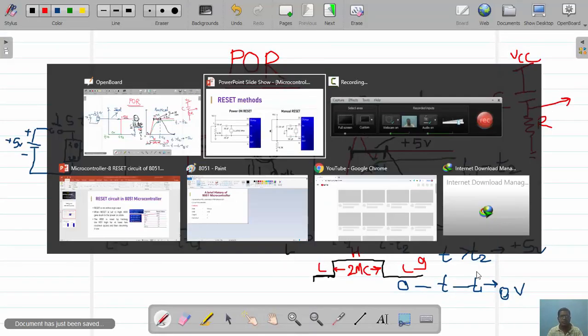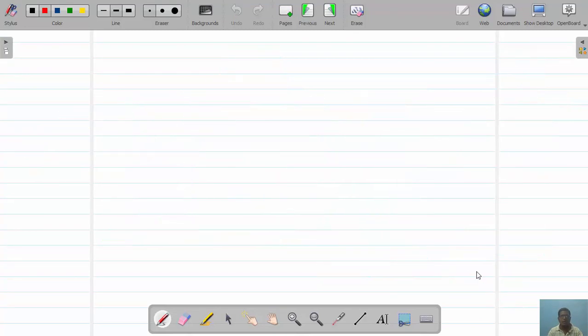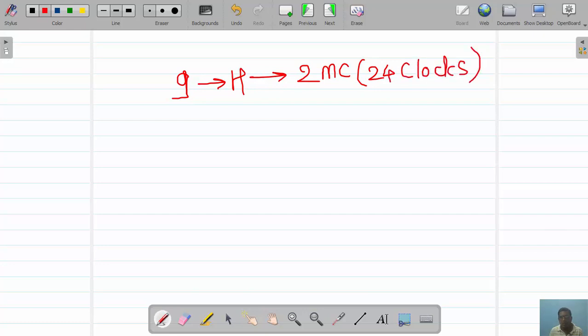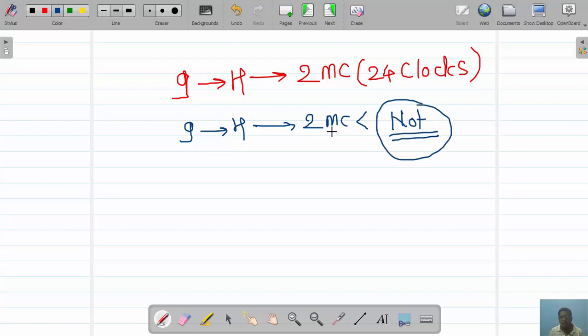Okay. So simple, the basic requirement is that the status of pin number 9 should be high for minimum 2 machine cycles. That means for a total of minimum 24 clocks, the status of pin number 9 should be high. And suppose the status of pin number 9 is high for less than 2 machine cycles. So what will happen? My device is not properly reset.